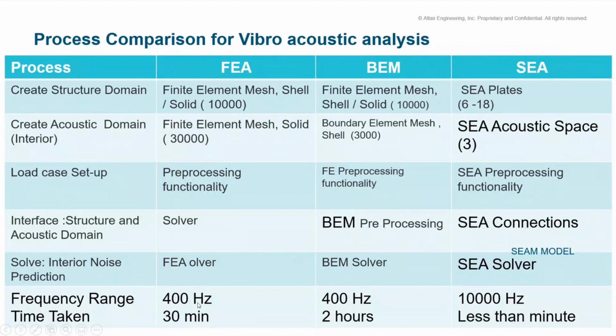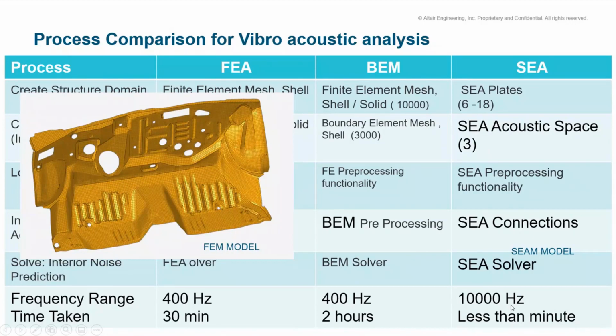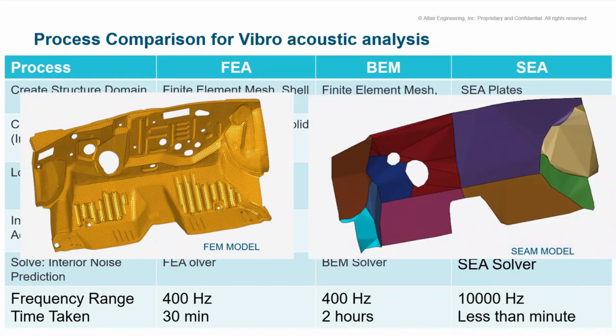And if you see the frequency range, for 400 hertz in FE we need 30 minutes. Similarly, in BEM, to solve till 400 hertz, we need 2 hours. Whereas in SEA, we need just less than 10 minutes to solve till 10,000 hertz. Here is a small example of a dash, how it looks in the FE world and in the SEAM world. The same dash, when represented in a SEAM or SEA model, requires very few subsystems.